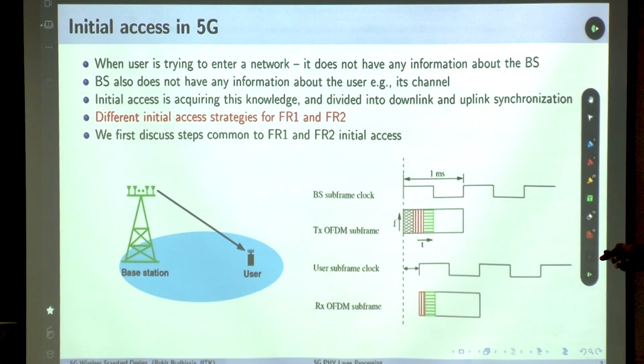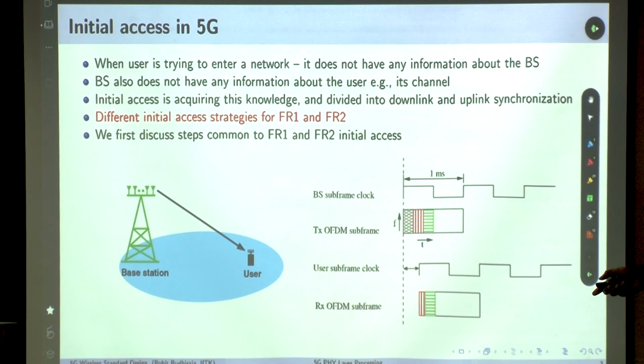Let's say this is for 15 kilohertz. The slot duration is 1 millisecond. In the old figure, if it is 30 kilohertz, it will be 0.5 millisecond. That's all. What are we saying? At time 0, the base station will transmit symbol 0, then symbol 1, symbol 2.